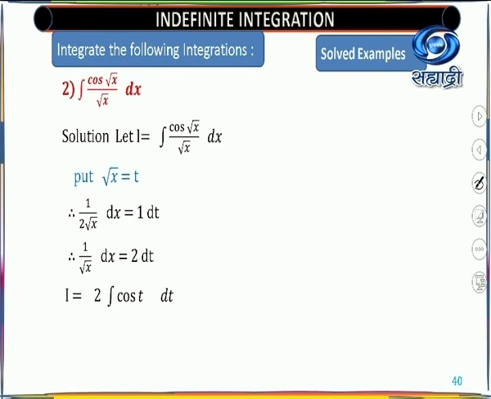Now you know the integral of cos t, because from the first two lectures you came to know that by definition it is equal to 2 sin t plus constant of integration. Now 2 sin t means you need to substitute your t value again. By substitution of t you will get 2 sin root x plus constant of integration. This is your second example for the substitution.